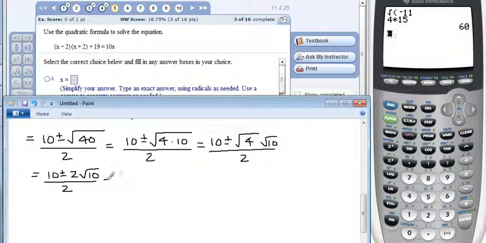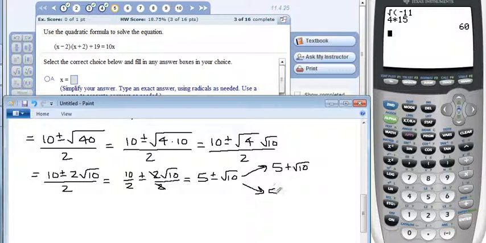Now I have to split. Each piece needs to get divided by 2. So I have 10 over 2 plus or minus 2 square roots of 10 over 2. 10 over 2 is 5. These are gone. Root 10. So now I split into my two different solutions for my math lab. I've got 5 plus the square root of 10 and 5 minus the square root of 10. So these are my solutions.